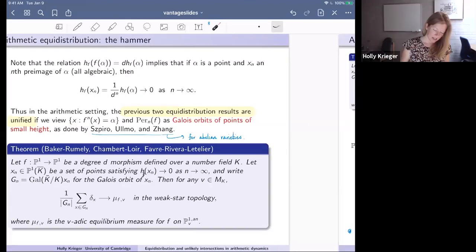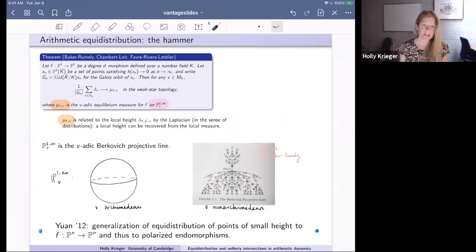All right, so just to comment on the terminology in this theorem, it's replicated up in the corner here, so you don't have to remember it. So what are these v-adic local heights? Well, I don't want to tell you what they are, but what I do want to tell you is that giving the information of this v-adic, sorry, not local heights, rather local measures, giving the information of this v-adic local measure is the same thing as giving the information of a local height function. So we can go between the two flexibly.